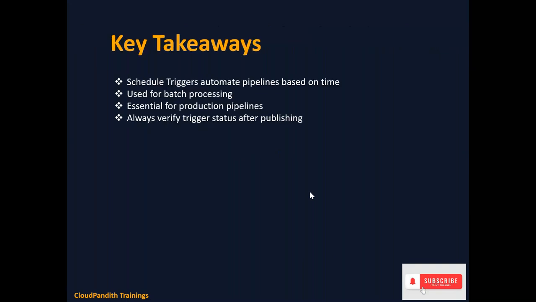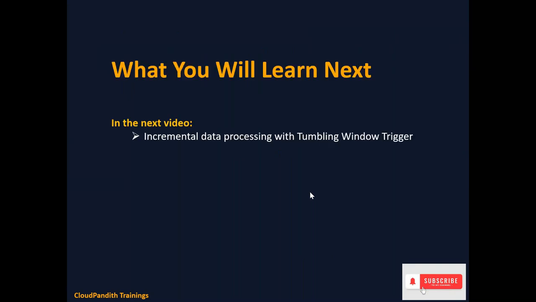So the key takeaway is that scheduled triggers automate pipelines based on the time table. It is used for batch processing. It is mainly for production environments where we are running pipelines every day and doing batch data processing. Always verify trigger status after publishing. It is a very important point. So in the next session, we will see how to process our incremental data using the tumbling window trigger, team.